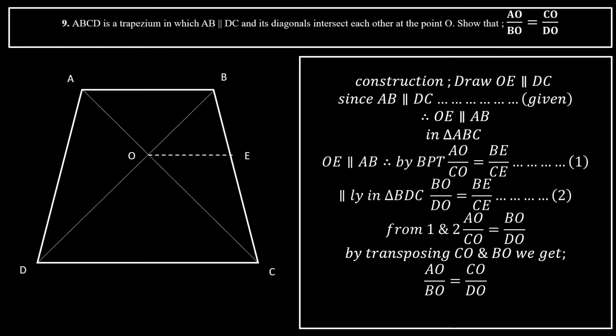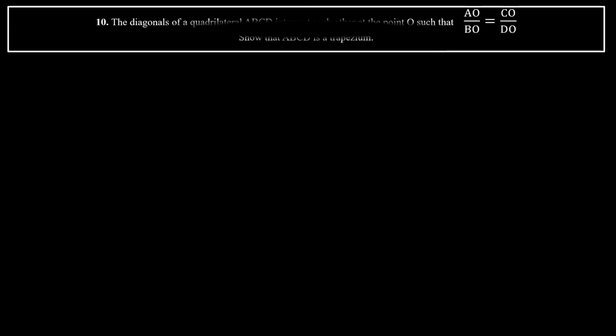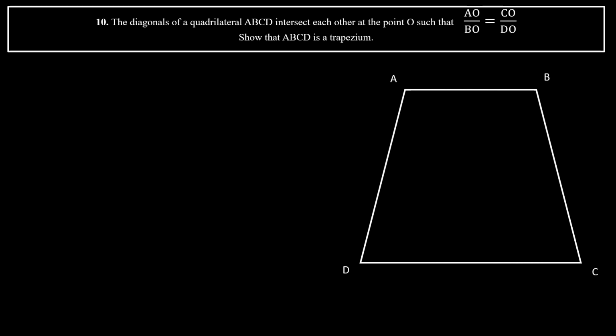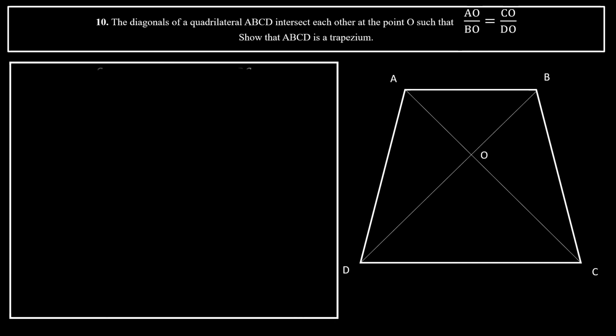Okay, so let's take the last question, that is the 10th. In the 10th question, the diagonals of a quadrilateral ABCD intersect each other at the point O such that AO upon BO is equal to CO upon DO. Show that ABCD is a trapezium. So it is just the converse of the last question, that is the 9th question. So this is a quadrilateral ABCD. There are two diagonals intersecting at O. So we'll first construct OE parallel to DC, right?